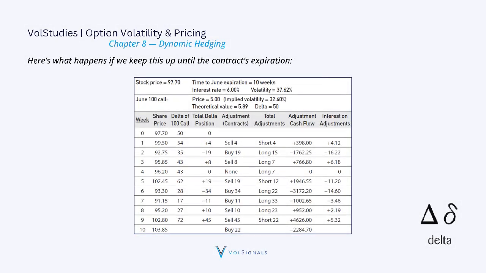Now, carrying on with the example, we go through the entirety of these 10 weeks. We wind up having all these different adjustments. Of course, these are laid out for us in the chapter, and these are consistent with that volatility that we were given, 37.62%.